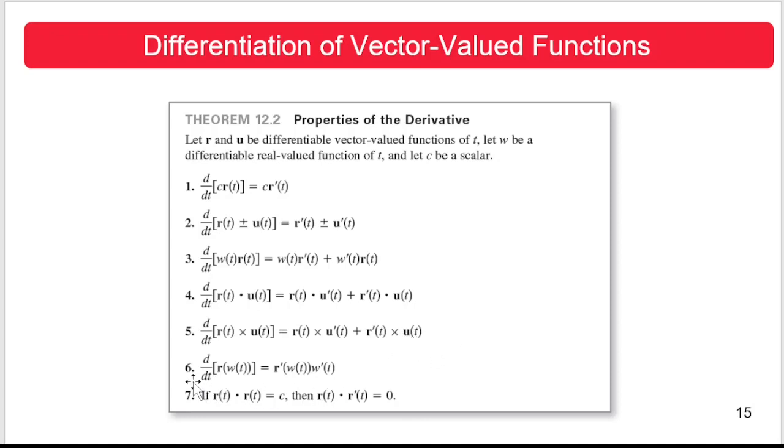Okay, number six, the derivative of r of w of t is equal to r prime of w of t times the derivative of w of t. And then lastly, number seven, if the dot product of r of t and r of t is equal to c, then we can say that the dot product of r of t and r prime of t is equal to 0.